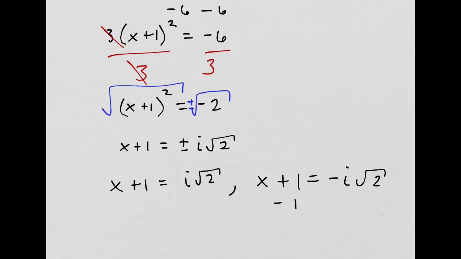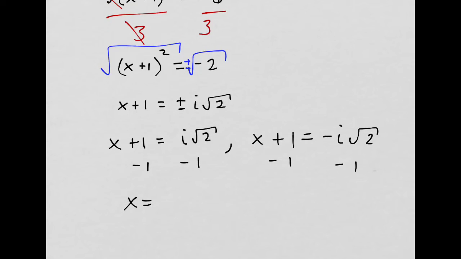I will subtract 1 from both sides. So it's x equals negative 1 plus i root 2. Look, the real part and the imaginary part. Fantastic. And x equals negative 1 minus i times the square root of 2.